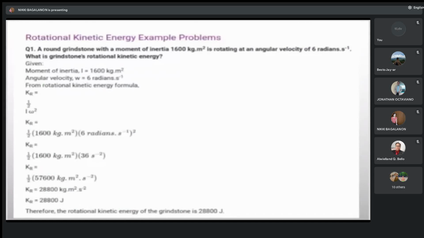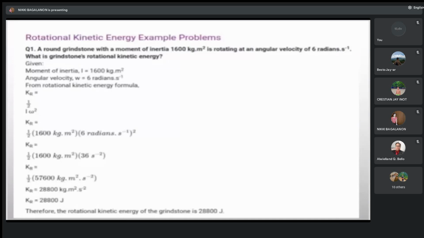So, rotational kinetic energy example problems. The question is: a round grindstone with a moment of inertia of 1,600 kilogram meter squared is rotating at an angular velocity of 6 radians per second. What is the grindstone's rotational kinetic energy? So the given is: moment of inertia is 1,600 kilogram meter squared, angular velocity is equal to 6 radians per second.